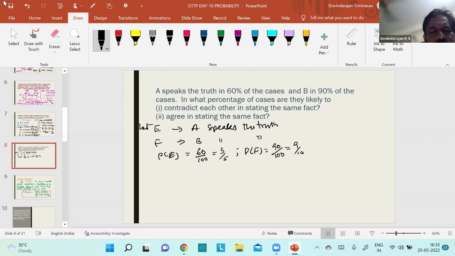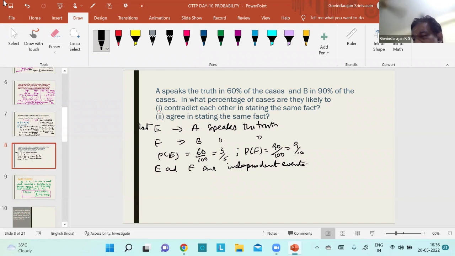We know that E and F are independent events. Now, the question is, A and B contradict each other in stating the same fact. Contradict each other means, suppose A speaks the truth, then B tells a lie, or if A tells a lie, then B speaks the truth. That's called contradiction. So we are going to find the probability of A and B contradicting each other in stating the same fact.